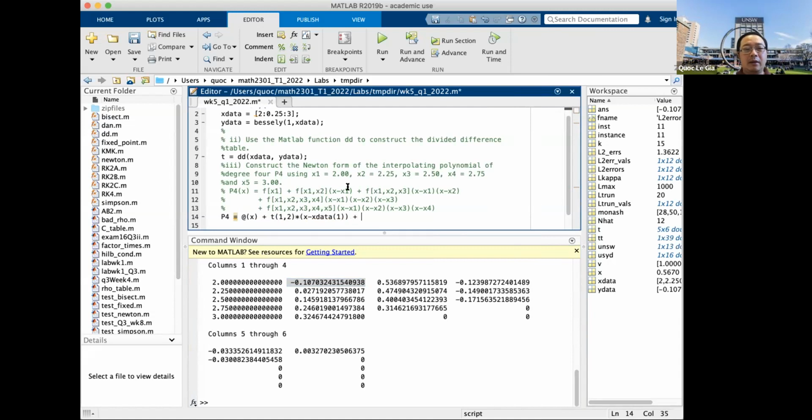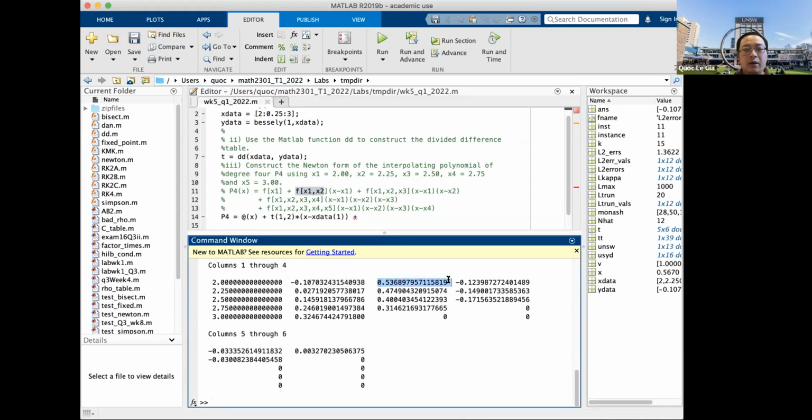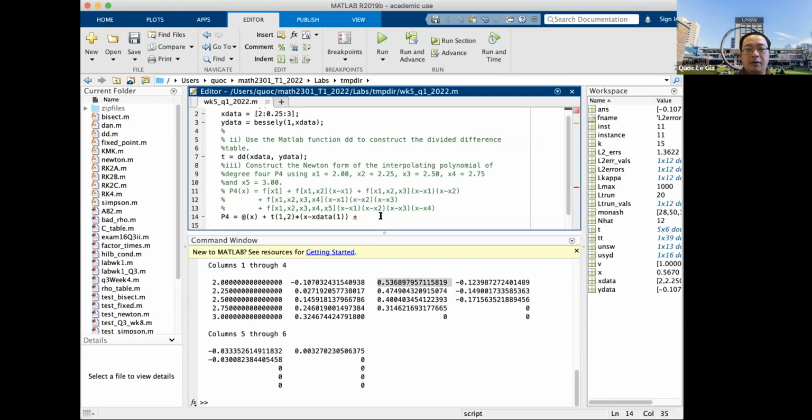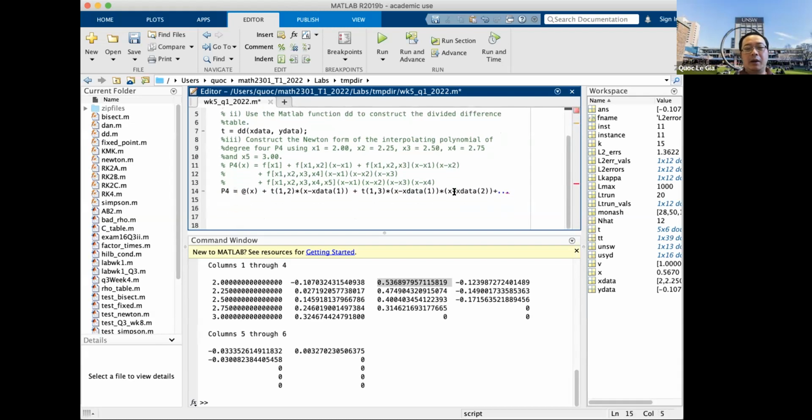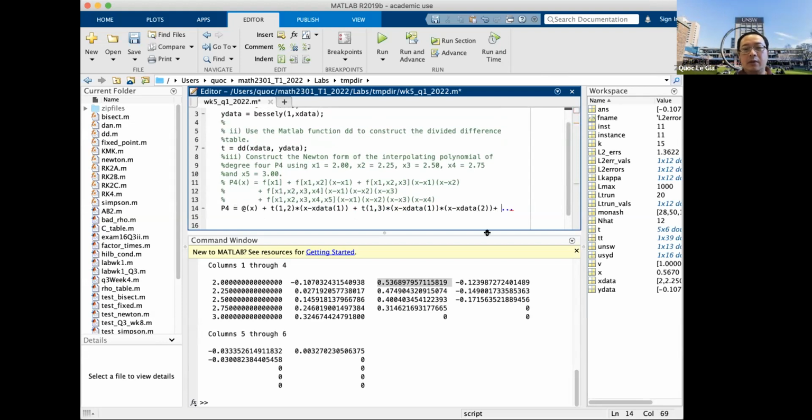Now where do I get the divided difference coefficient f[x1, x2]? Yes, T(1,3), because it's just this one. So you see the pattern. So T(1,3), and then you multiply by x minus xdata(1), and then multiply by x minus xdata(2). In MATLAB, if the line is too long, you can use three dots and make a new line, so it looks nicer.